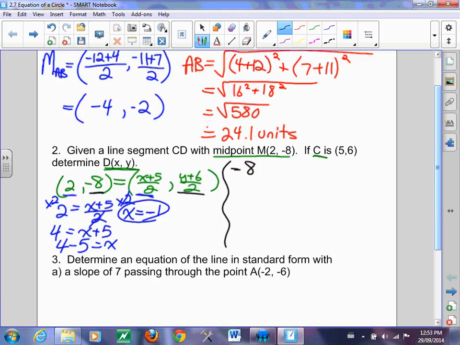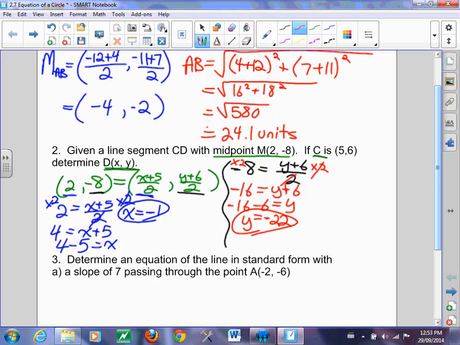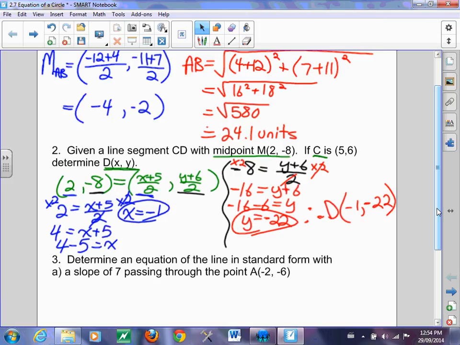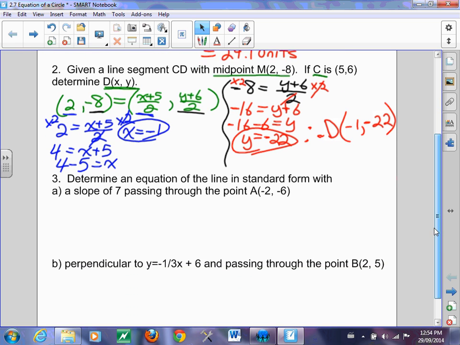I'll say negative 8 equals y plus 6 divided by 2. Again, you do the same thing where you multiply both sides by 2. So you've got negative 16 equals, those cancel, y plus 6. Move the plus 6 over, becomes a negative. So negative 16 minus 6 equals y. So y equals negative 22. Please don't finish with that. You need to then say, therefore, ordered pair D equals x first and then y. All right. Any questions to 2, please come see me.